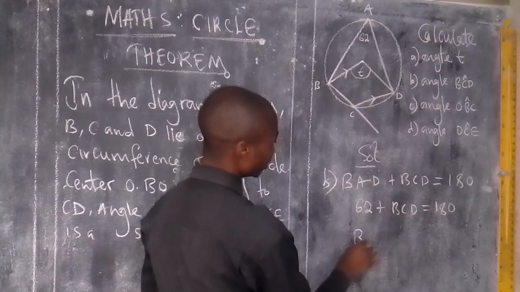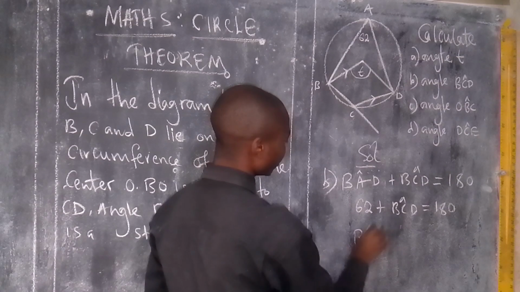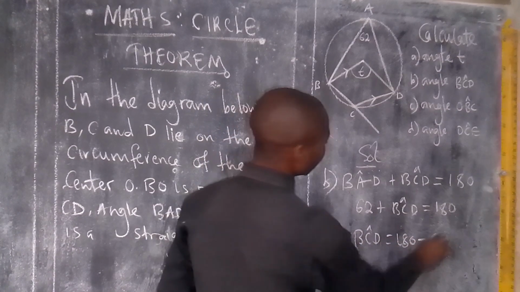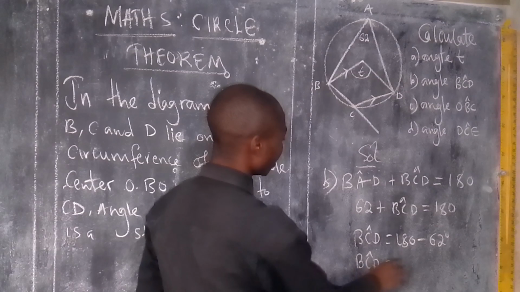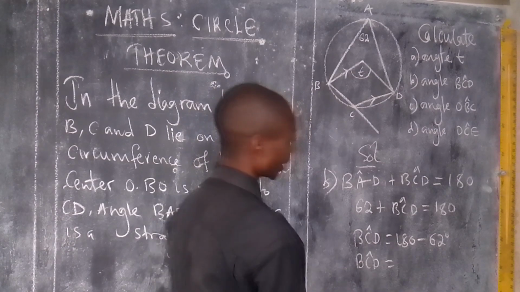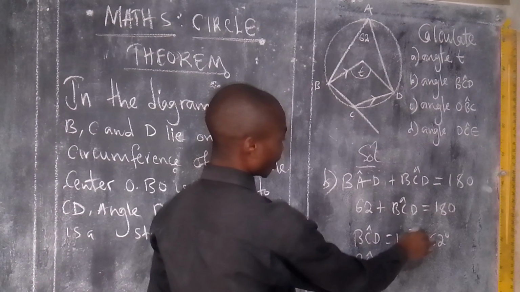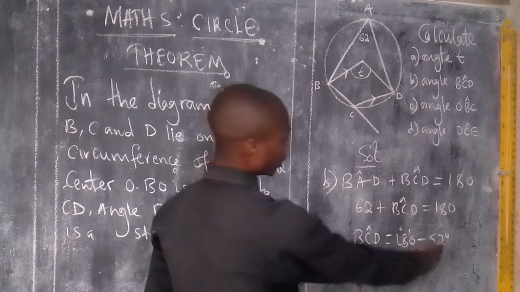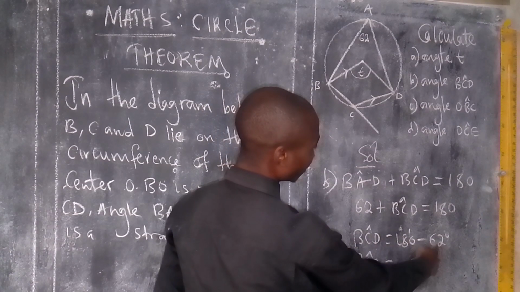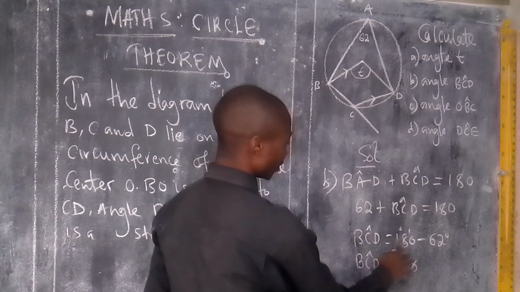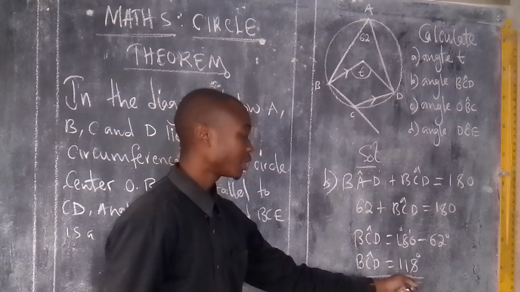So BCD is equal to 180 minus 62 degrees. You can start from here: 0 minus 2, which we can't do, so we borrow 1. The 10 becomes 10 and the 7 remains 7. So 10 minus 2 gives us 8. And 7 minus 6 gives us 1. And the 1 comes down just the way it is. So angle BCD is equal to 118 degrees.